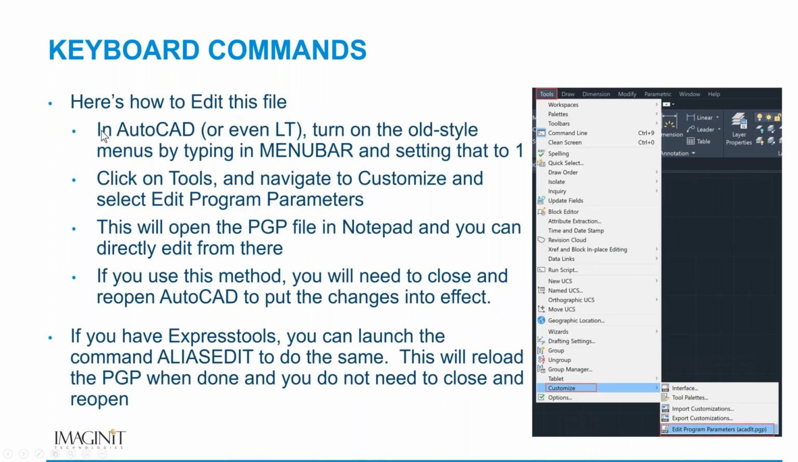So here's how to edit this file in AutoCAD or even AutoCAD LT. First thing you do is you turn on the old style menu bar, set that to 1, click on tools, navigate to customize and edit, and select the edit program parameters. That's your PGP file. It will open the PGP file in Notepad and you can directly edit from there. If you use this method, you will need to close and reopen AutoCAD to put the changes into effect. If you have Express tools, you can launch the command alias edit and do the same. This will reload the PGP when done and you don't need to close and reopen.